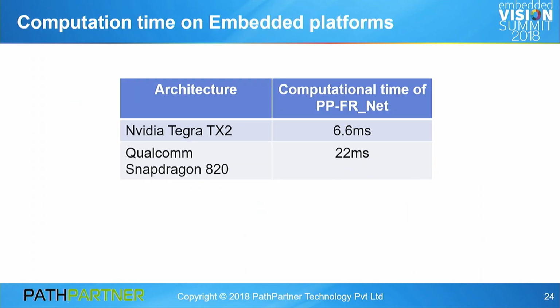Now, let us also look at the numbers on some of the embedded platforms. So we have profiled this architecture on TX2 as well as on Qualcomm Snapdragon 820 GPU. So for one inference call on TX2, it takes 7 milliseconds, and for one inference call on 820 GPU, it takes 22 milliseconds. Now, question is, if I extend this problem for a video-based face recognition, if I call the CNN for every single frame, the computational complexity will be multifold. So how do we handle this problem?